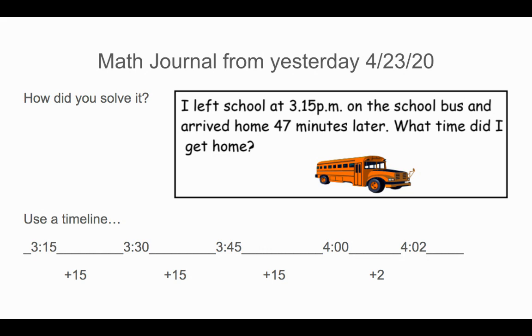I left school at 3:15 on the school bus, and I arrived home 47 minutes later. That sounds like my bus ride when I was in school. What time did I get home? So how did you solve it, third graders? I used a timeline, and on my timeline, I started with 3:15, and I jumped 15 minutes until I got to 45, and that brought me to 4 o'clock, and then from 45 to 47 is 2 more minutes. So what time did I get home? 4:02. 4:02. And PM is my label.